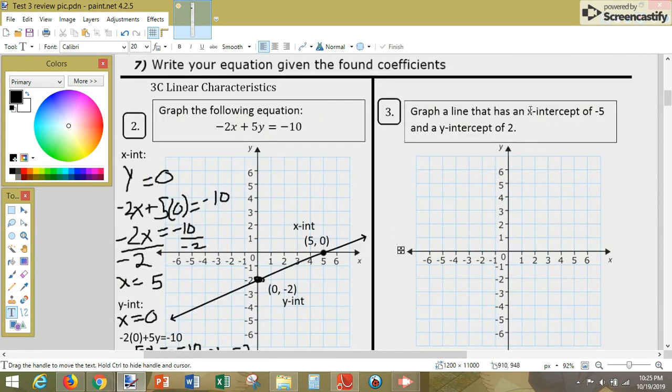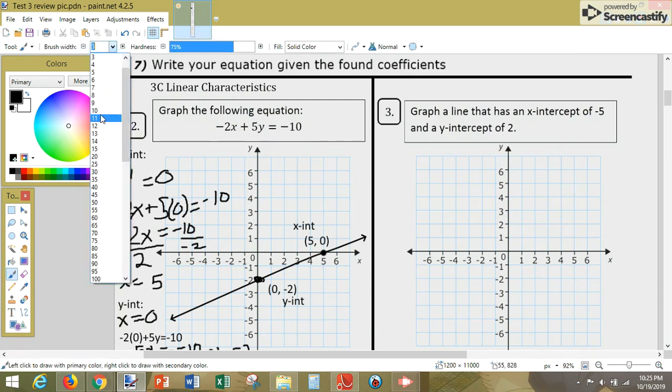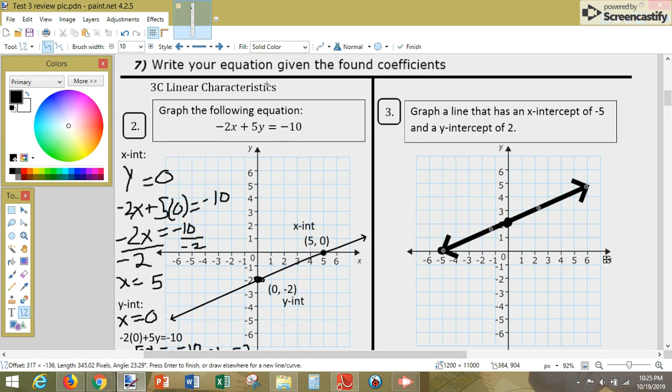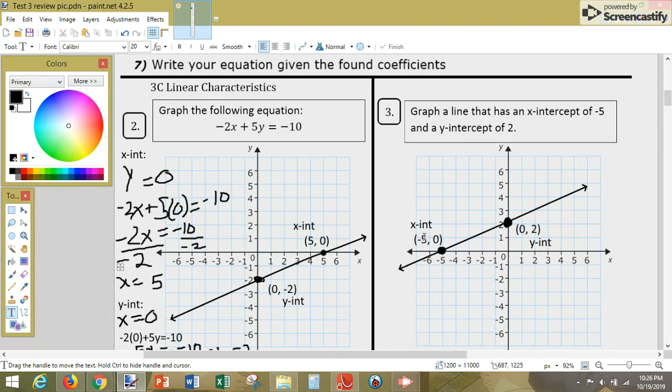Graph a line that has an x-intercept of negative 5 and a y-intercept of 2. So we're going to go to our graph. The x-intercept is going to be when it's on the number line, our x-axis. We have a negative 5. So let's plot our point right here. And our y-intercept is 2. So we go to the y-axis and plot a point at 2. Connect the points. And there you have your graph. So this is your x-intercept at negative 5, 0, and this is your y-intercept at 0, 2.